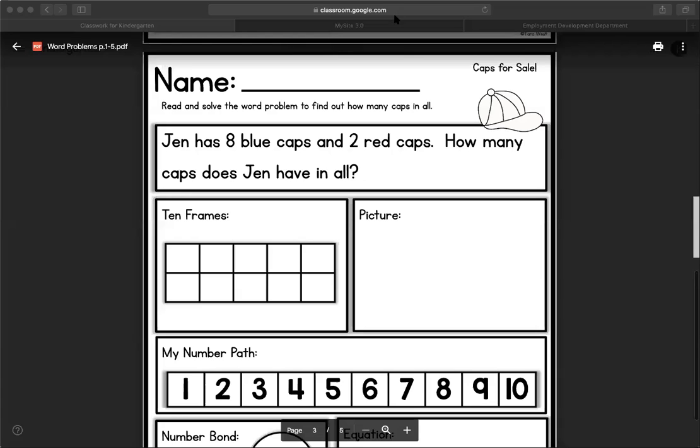So what number did you start with? I started with 8. 8, and how many times did you move? 8. So you started from 8, but how many times did you move forward? 2. 2.